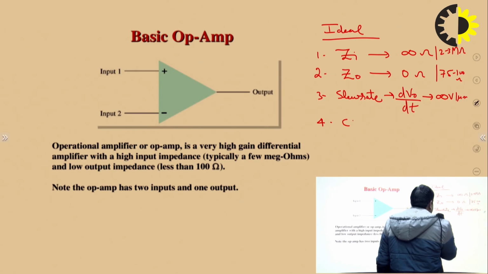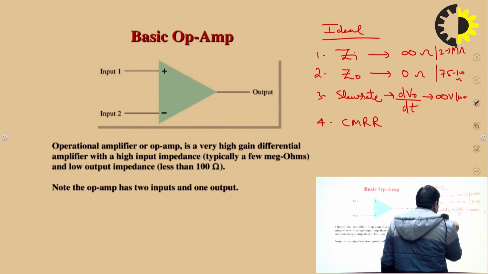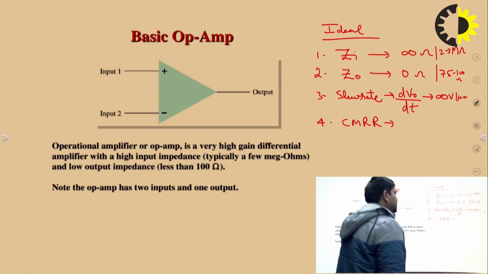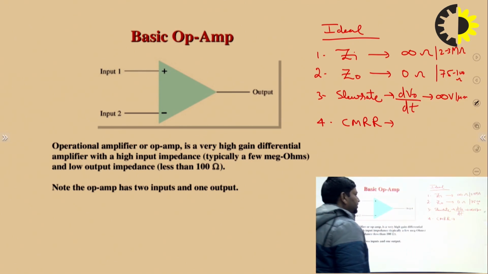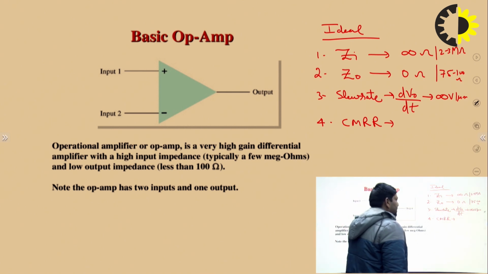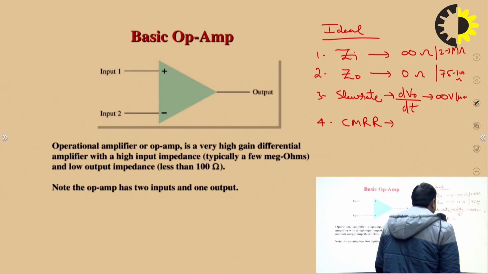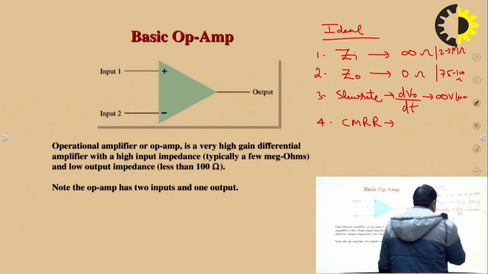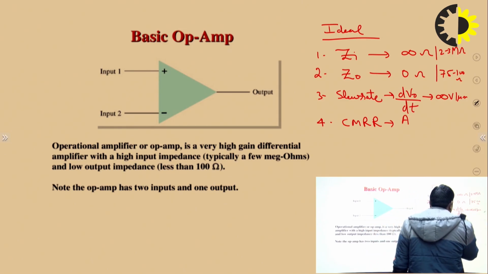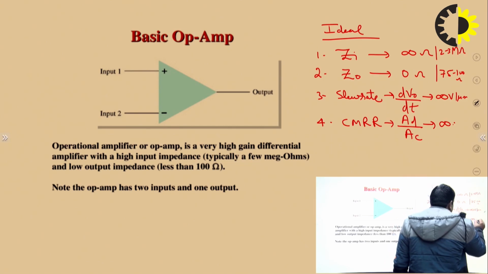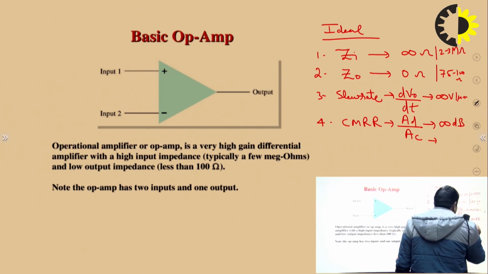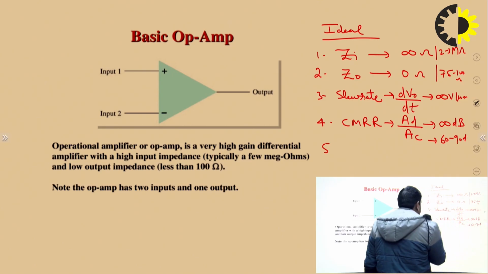The fourth major ideal op-amp characteristic is CMRR. What is the meaning of CMRR? CMRR is the rejection capability of an op-amp. The CMRR full form is common mode rejection ratio. This is the ratio of the difference mode gain to the common mode gain. For an ideal op-amp, it should be infinite dB, but in practical application the value is 60 to 90 dB. And the fifth one is bandwidth.